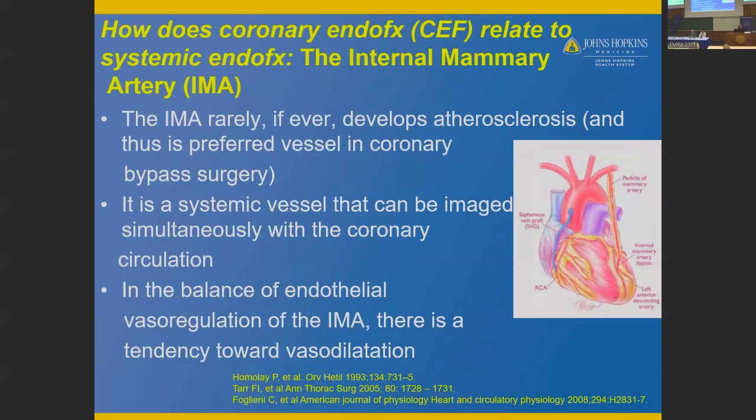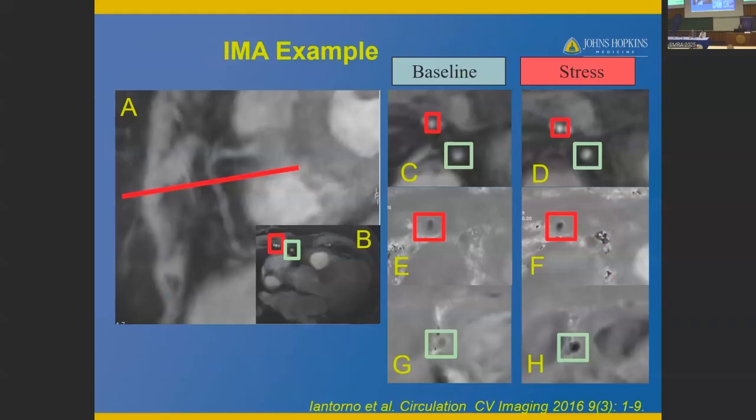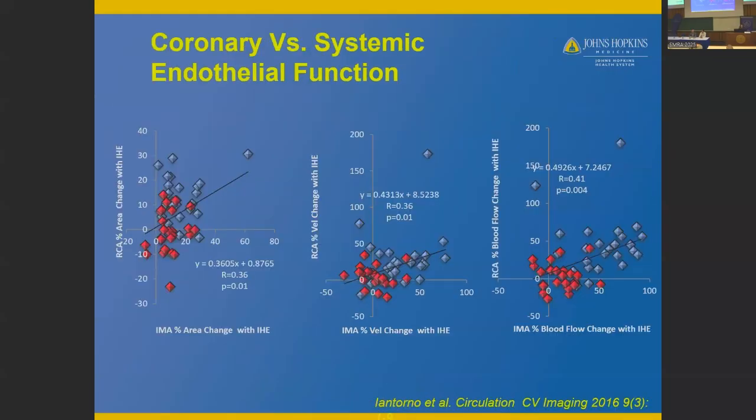We additionally looked at the internal mammary artery as a systemic vessel. Our rationale is that the IMA is frequently used as a bypass vessel. It rarely develops atherosclerosis, and it's one of the highest nitric oxide producers in the body. So in the balance of endothelial vasoregulation, there's definitely a tendency towards vasodilation. It's very healthy. This is an example of an internal mammary artery, and the reason we chose it is because it runs very parallel to the RCA. You can see a cross section here in red at the top. It's different from the coronaries because it does not vasoconstrict, but it fails to vasodilate. So we were able to look at both vessels simultaneously and compare their response to one another.